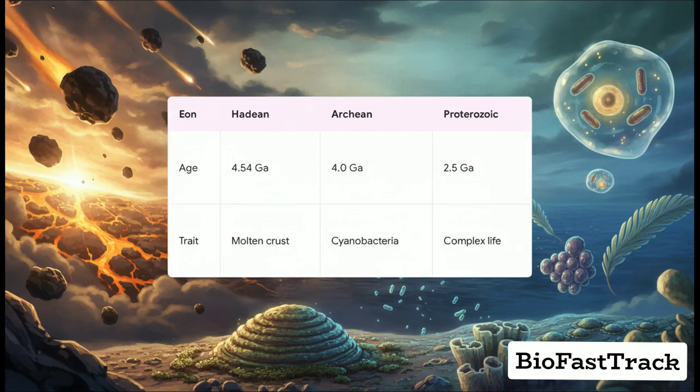Cyanobacteria begin forming these microbial mats called stromatolites in shallow waters. Finally, the Proterozoic eon at 2.5 billion years ago. Now this is incredibly important for your biology syllabus. This is when complex multicellular life and endosymbiosis occur. This is that monumental evolutionary step where a host cell engulfs a bacterium, giving rise to the energy-producing mitochondria and chloroplasts found in almost all modern eukaryotes.